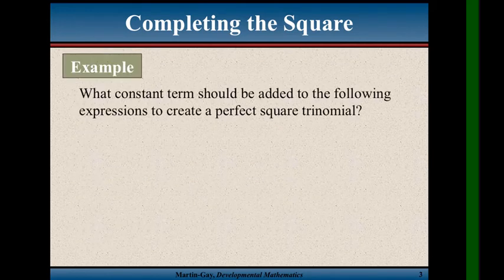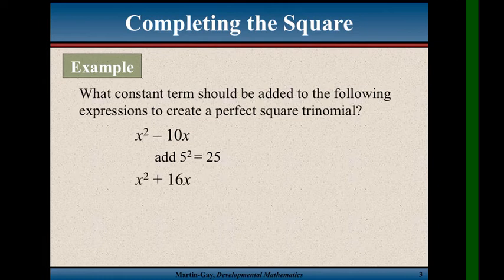Example: what constant term should be added to the following expression to create a perfect square trinomial? x squared minus 10x. Add 5 squared, which is equal to 25. So how about this one? What is 16? We divide 16 by 2, that's equal to 8. 8 squared is 64.